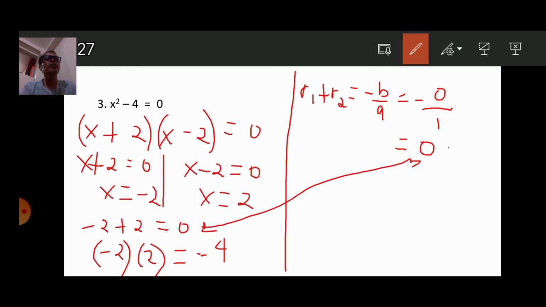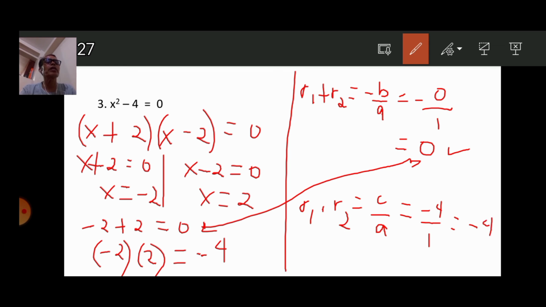So this is check. Then r sub 1 times r sub 2 is equal to c over a, which is equal to c is negative 4 and a is 1, is equal to negative 4 divided by 1 is negative 4. So you have the same answer. So this is check.